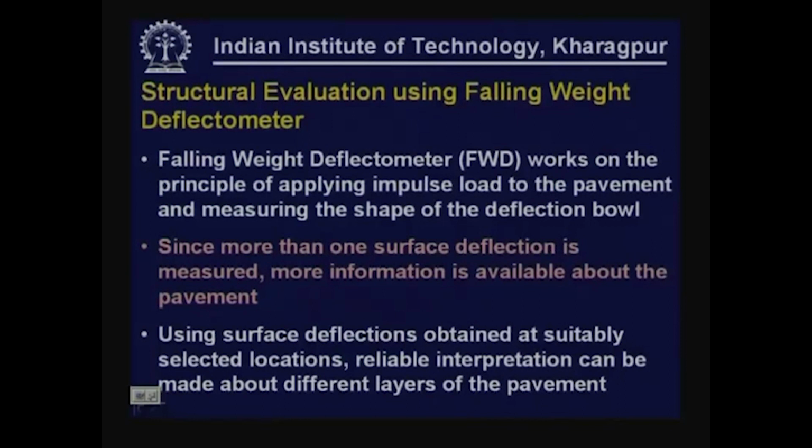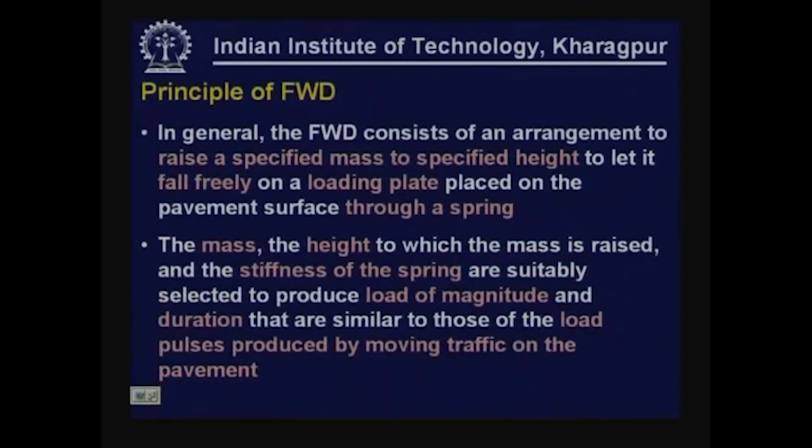Using surface deflections obtained at suitably selected locations, reliable interpretation can be made about different layers of the pavement. Because we have more deflections, more information is available, so we can interpret better about the pavement condition and about different layers of the pavement. In general, FWD consists of an arrangement to raise a specified mass to a specified height and let it fall freely on a loading plate placed on the pavement surface through a spring. The mass, the height to which it is raised, and the stiffness of the spring are suitably selected to produce a load of magnitude and duration similar to those of the load pulses produced by moving traffic on the pavement.